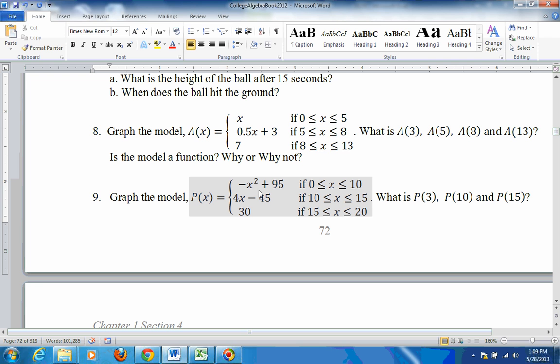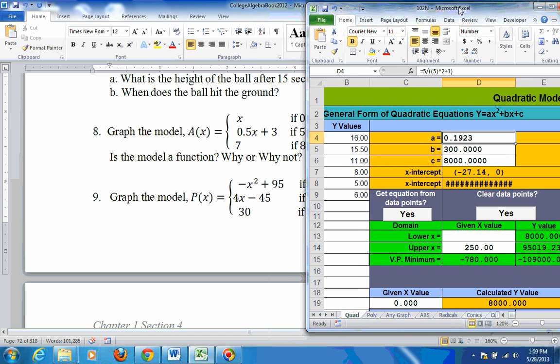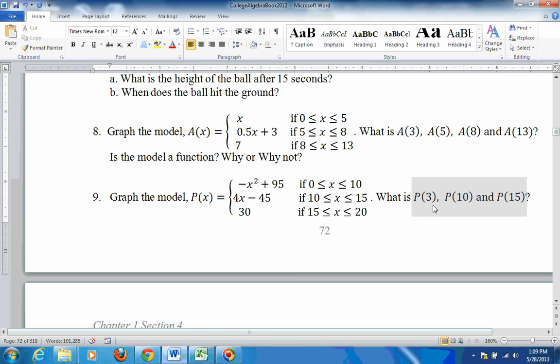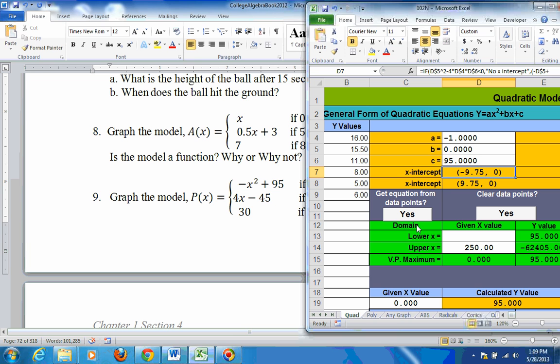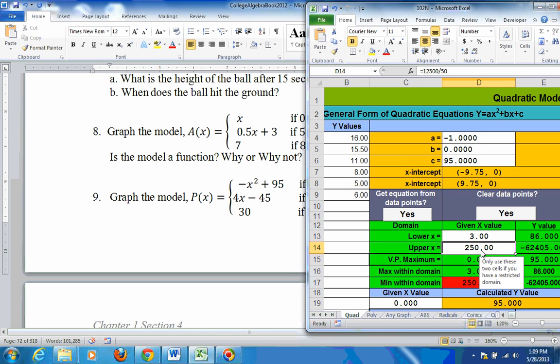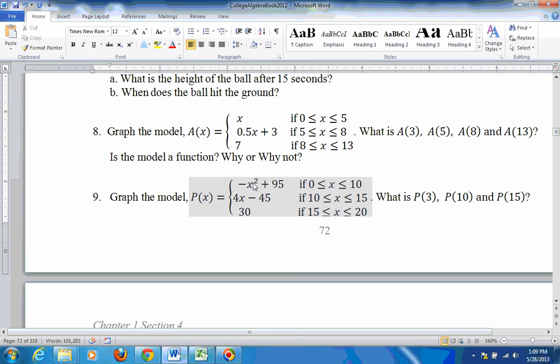we just would work this out. Let's do this on the quadratic sheet even. We can go to the quadratic sheet and put in our coefficients of negative 1, 0, and 95, and then all we're doing is putting 3 in for x. If I put 3 in for x, I get 86. And see, 3 squared is 9, the negative 9 is negative 9, and negative 9 plus 95 is 86.